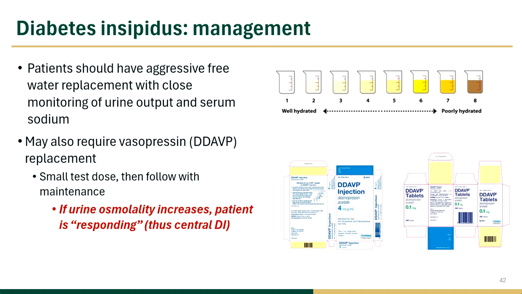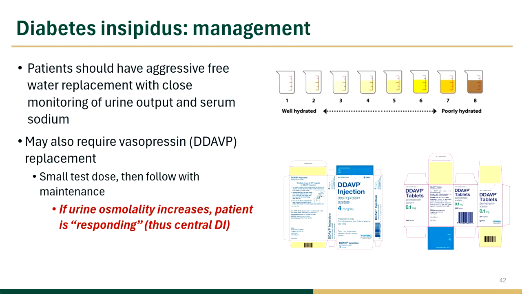Patients should have aggressive free water replacement with close monitoring of urine output and serum sodium. They also may require vasopressin administration or replacement. It isn't always needed, because if they had nephrogenic DI, the kidneys can't use the vasopressin even if you gave it to them. So in those circumstances you would try DDAVP, a small dose of it, and if it works, so they start decreasing their urine output and their urine osmoles increase, then the patient is responding to therapy, and that's central diabetes insipidus.